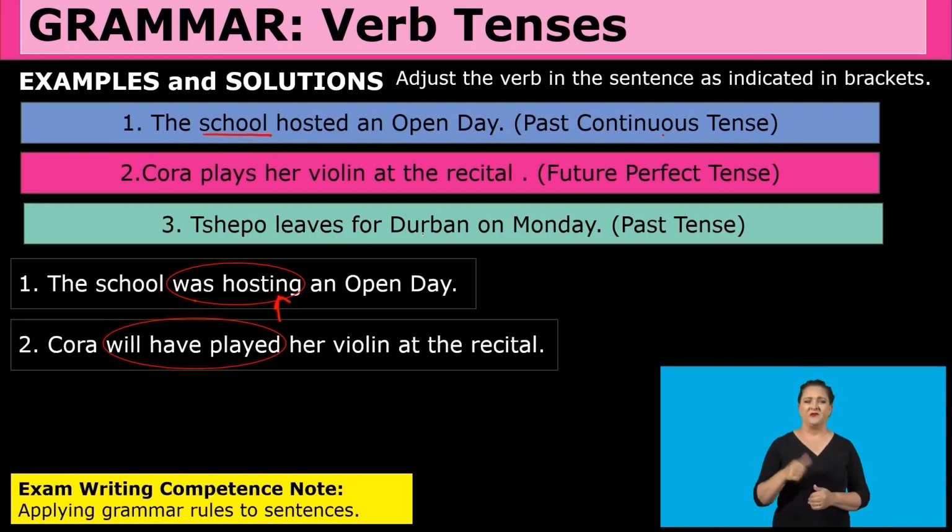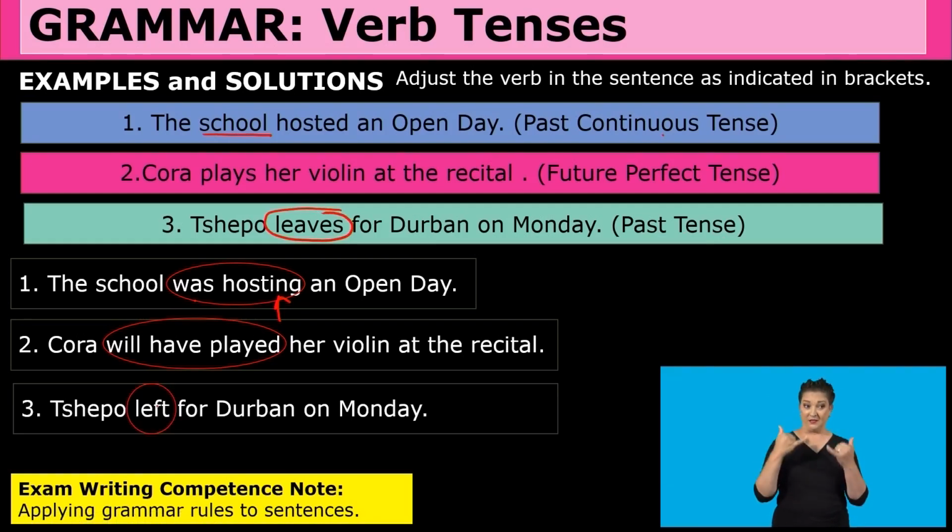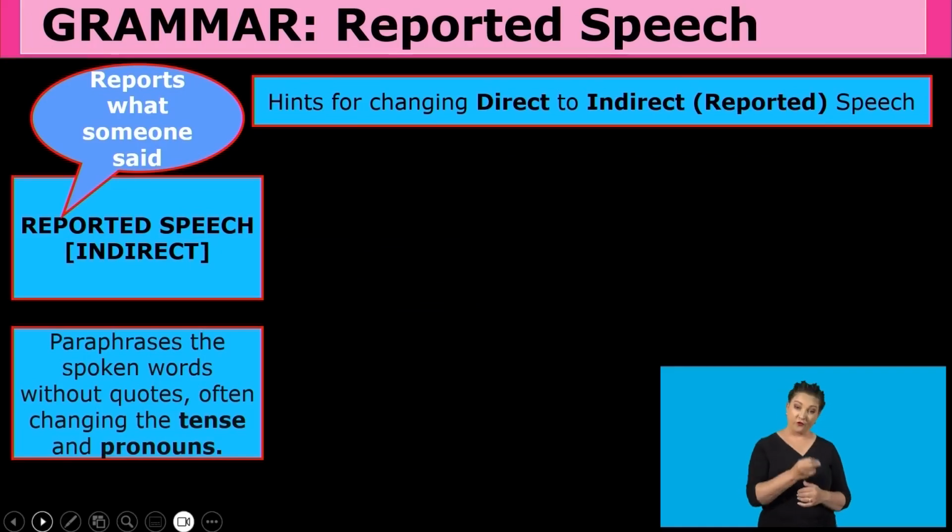Tsepo leaves for Durban on Monday, in the past tense. Identify your verb, leaves, and our response shows Tsepo left. Now there's your irregular verb again. It doesn't get the ed ending. The root form of the word is going to change. So that looks at our verb tenses.